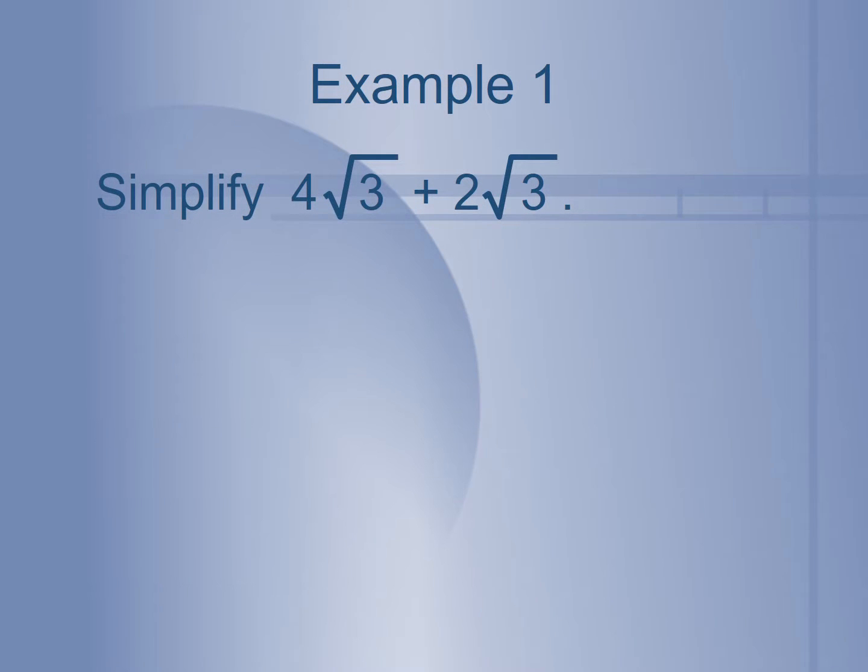So for example, if I have 4 square roots of 3 plus 2 square roots of 3, then I have 6 square roots of 3. So I'm adding the 4 and the 2 that's in front of the square roots of 3's. So 4 plus 2 is 6. So I have 6 square roots of 3.